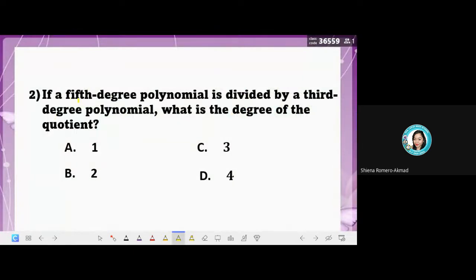How about if there is a fifth degree polynomial? So, ibig sabihin yung polynomial niya has x raised to 5. And you divide it by third degree polynomial. So, meron tong x cubed. What will be the degree of the quotient? Ano yung magiging degree ng quotient natin? Yes, Inay? B po, 2. Yes, correct. Letter B, 2. Kasi pag dinivide mo yan, x raised to 5 divided by x cubed, ibabawas natin yung exponent. So that would be x squared.